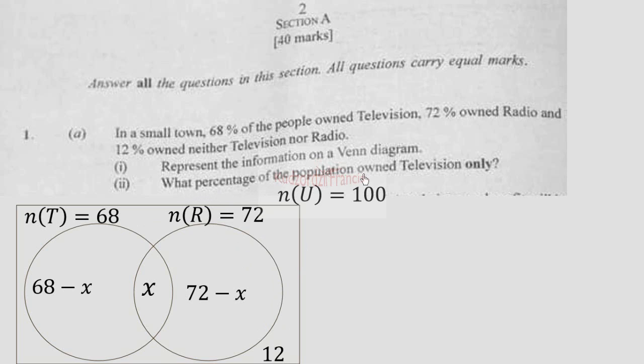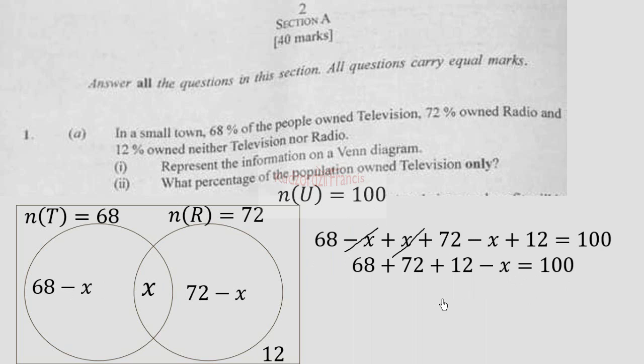So the next thing we do now is to calculate the percentage of the population who own television only. To do that, we need to calculate the value for x. So we add all this and it must give us 100. So we simplify. Now this will cater for this. 68 plus 72 plus 12 will give you 152. Then we solve for x to get 52.